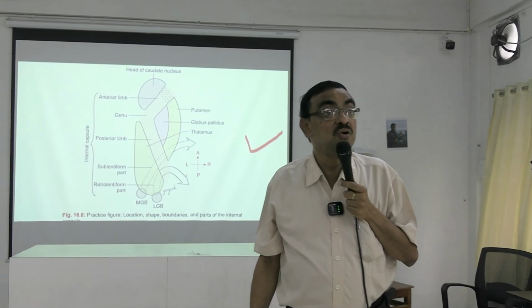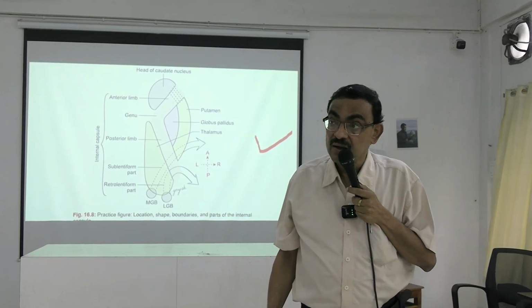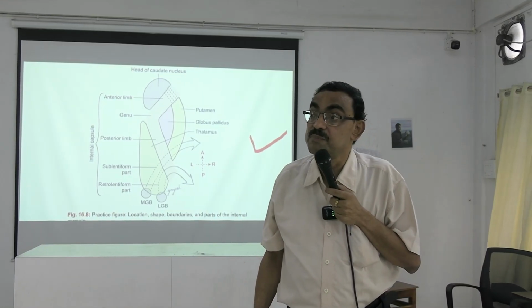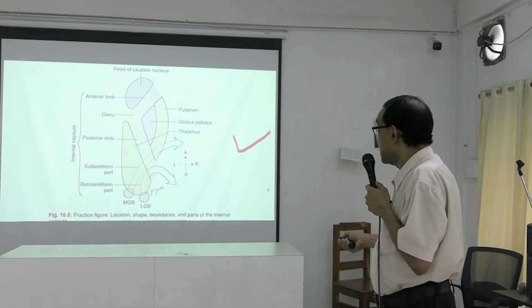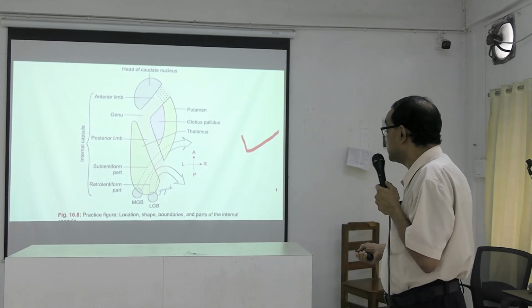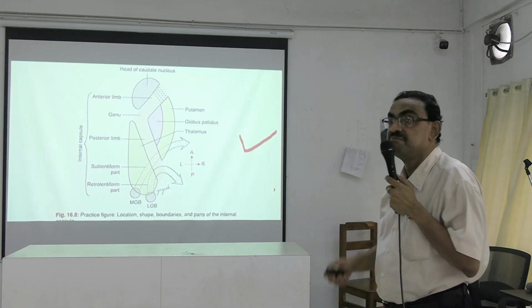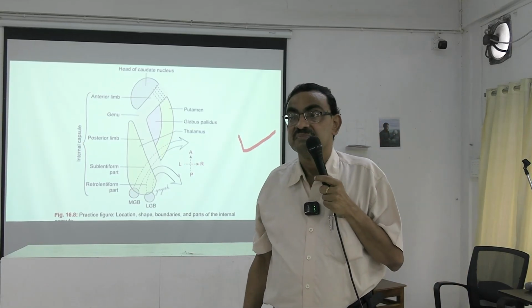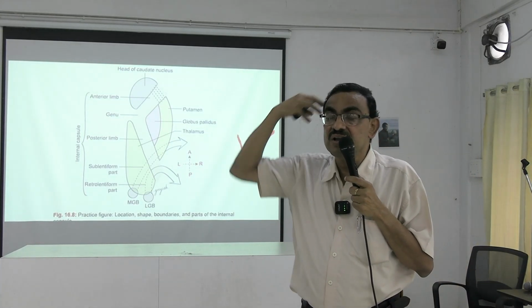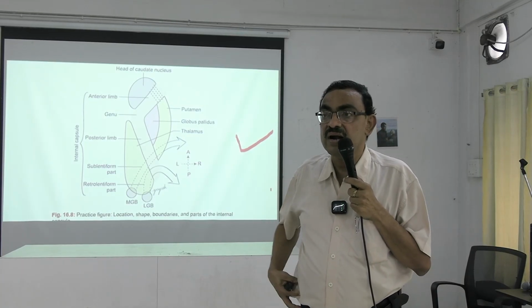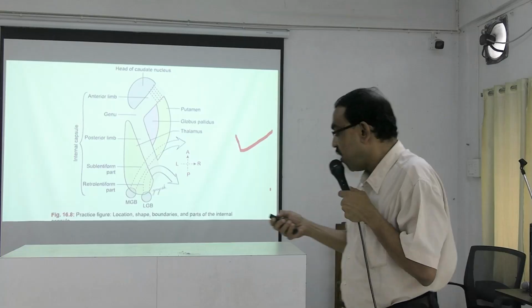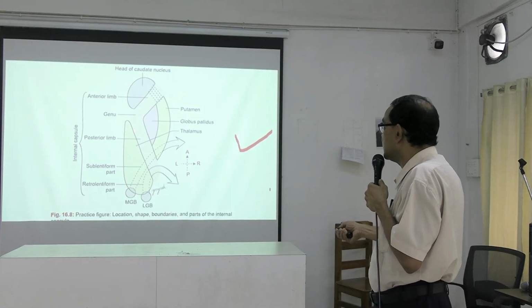the corticonuclear or the corticospinal fibers are passing. And this is most important, that is the posterior limb. Why? The corticonuclear fibers for the lower limb, trunk, upper limb, all are passing through this area.